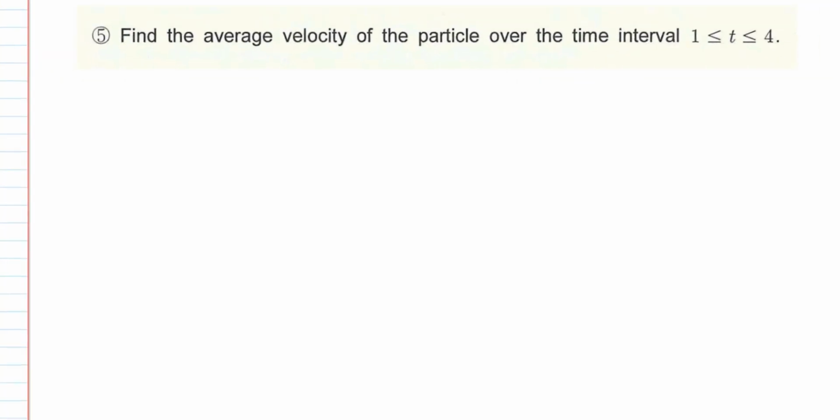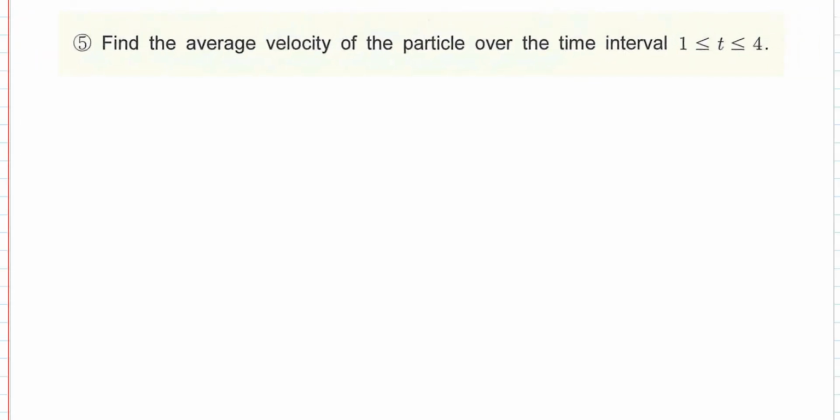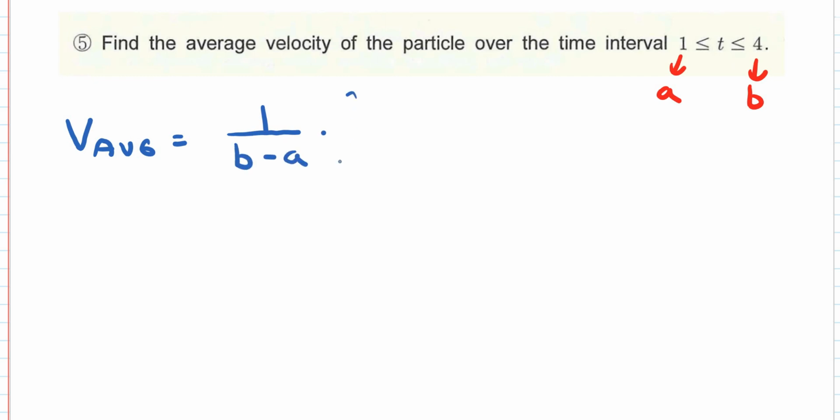Question number 5. This time I'm going to find the average velocity of the particle over this given interval. So our a value is going to be 1, and our b value is going to be 4. Okay, so if I want to find average velocity now, I can say velocity and then average, AVG. And we do have a formula for that as well. That's 1 over b minus a times the integral from a to b of your velocity function with respect to t. So there's our average velocity formula there.